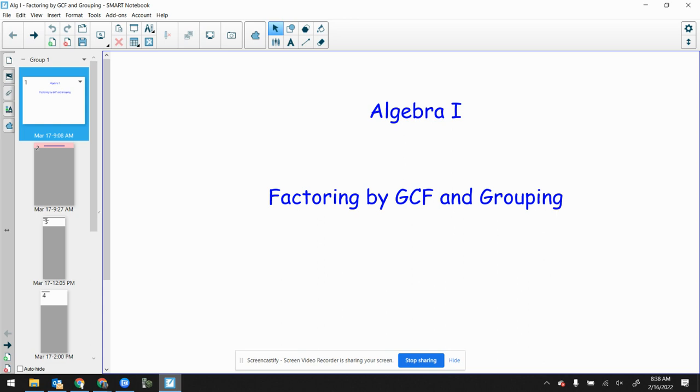Now, I will tell you right now that factoring is one of the biggest things that you will learn in Algebra 1. Like, if you don't learn factoring, you're going to be messed up for Chapter 8, okay?